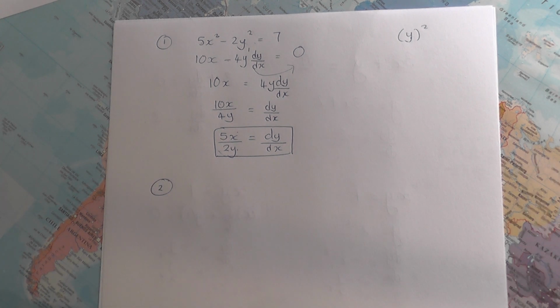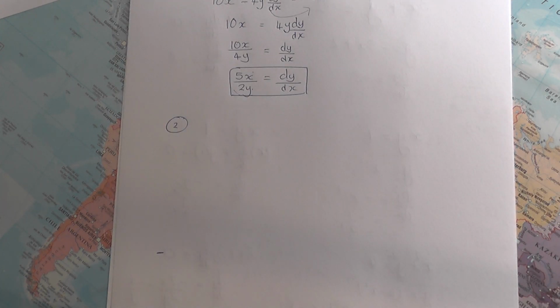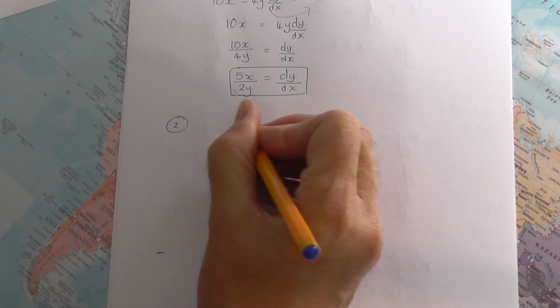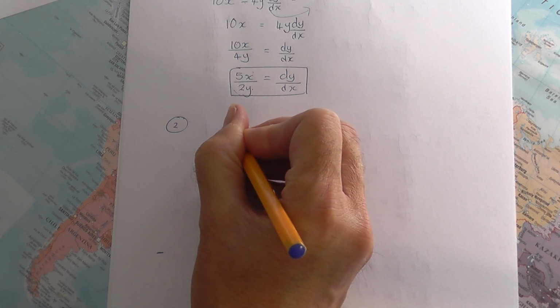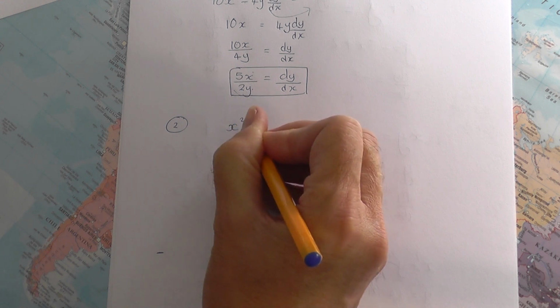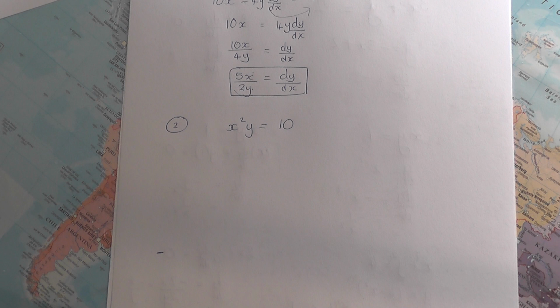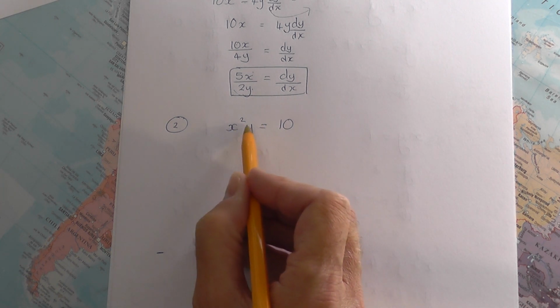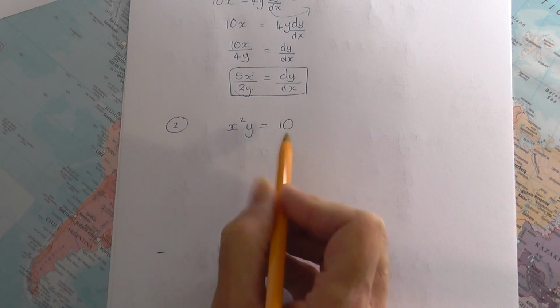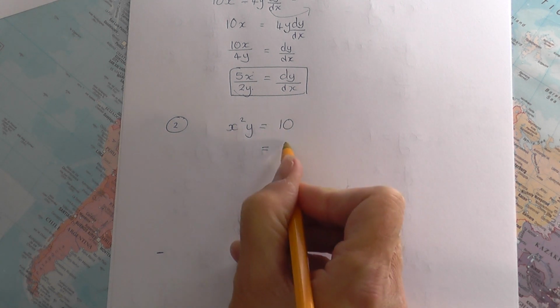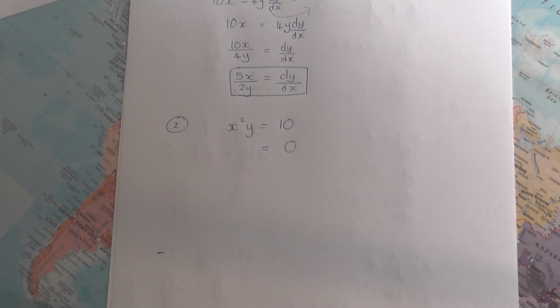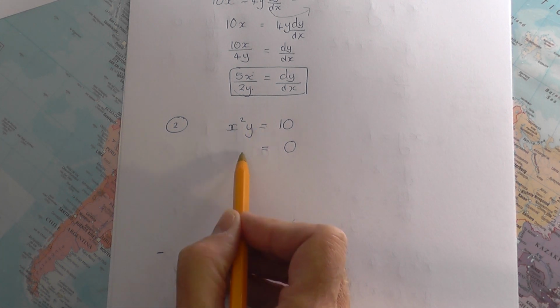Okay, if I have a look at number 2, let's do a very similar standard question. Let's say I did x squared y is equal to 10, and I said to you, let's differentiate that implicitly. Okay, so we've got x squared y, which is one term on the left, and we've only got one term, number 10, on the right. The one on the right, if you differentiate it as it stands with respect to x, is just 0.